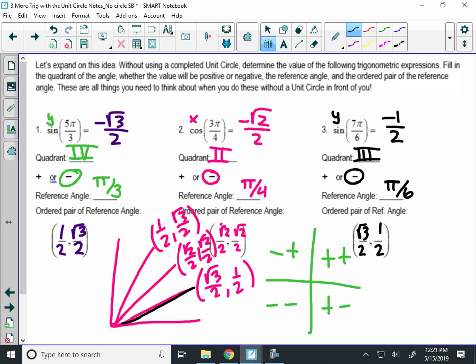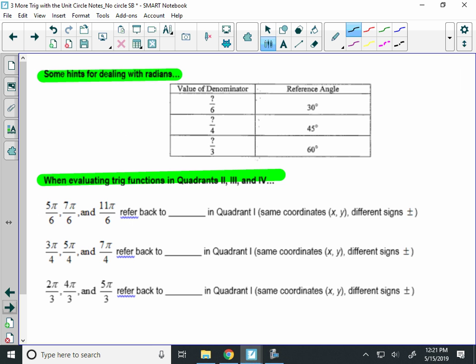So all of the practice today will have all these steps written out so you can think about it. Really quickly though, your reference angles, so this is on the next page. This whole sheet, you don't have to write anything down, this is just for your knowledge. If you have a denominator of 6, that means it's a multiple of 30 degrees. So if you have 5 pi over 6, 7 pi over 6, 11 pi over 6, they all refer back to pi over 6 in quadrant 1. That's what we were using as the reference angle.